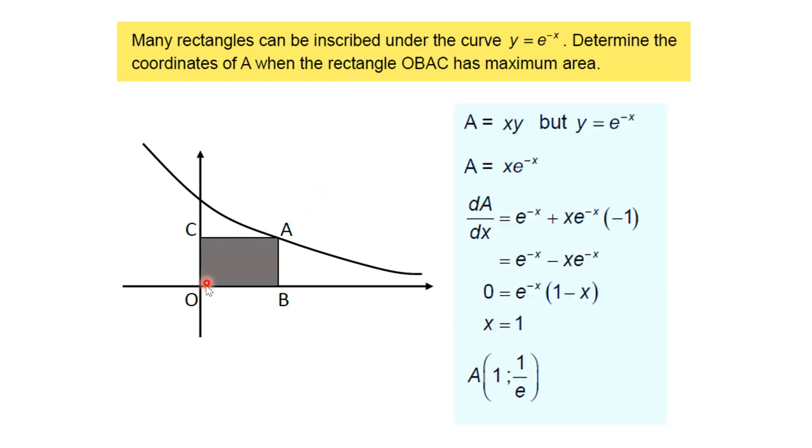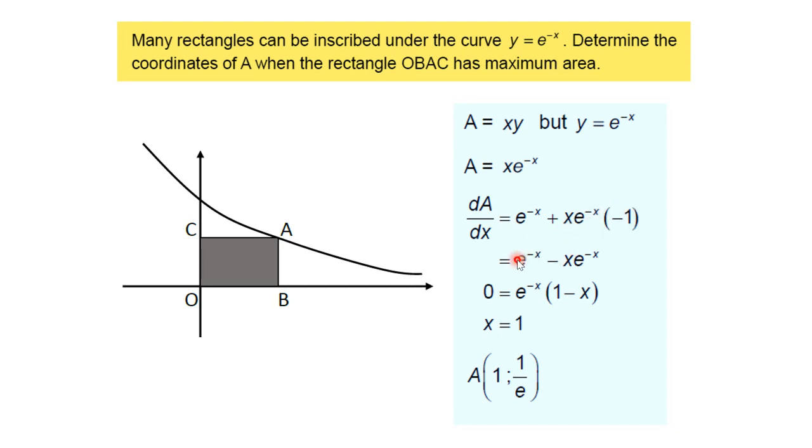We know area is x times y. They've already given us the formula for y, so they've already given us the groundwork for y. It's equal to e to the negative x. And so I just replace y with e to the negative x. I differentiate. Now what rule am I going to use? The product rule. Differentiate the first, leave the second, plus, leave the first, differentiate the second expression.